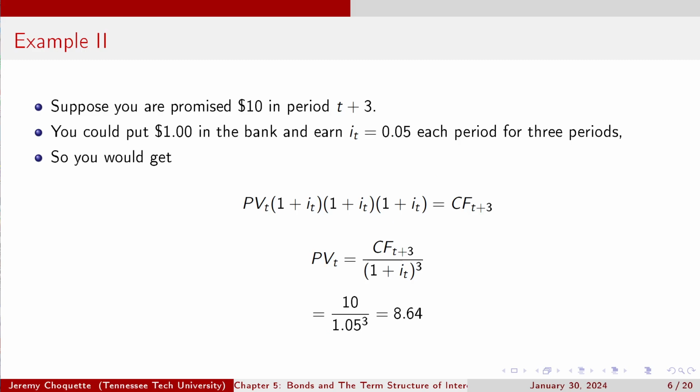Now let's say you're promised $10 in period t plus 3. Well, again, you could earn 5% for every dollar you put in the bank each period for 3 periods. So that would be like the present value times 1 plus the interest rate times 1 plus the interest rate times 1 plus the interest rate, because we've got 3 periods that this compounds, right? That's 1 plus i to the power of 3. So it's CF t plus 3, the cash flow 3 periods from now, divided by 1 plus the interest rate to the third power. It's 10 over 1.05 to the third power equals 8.64.